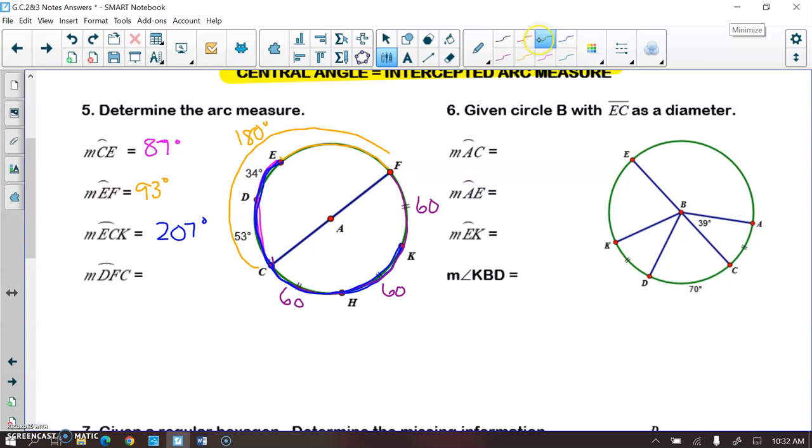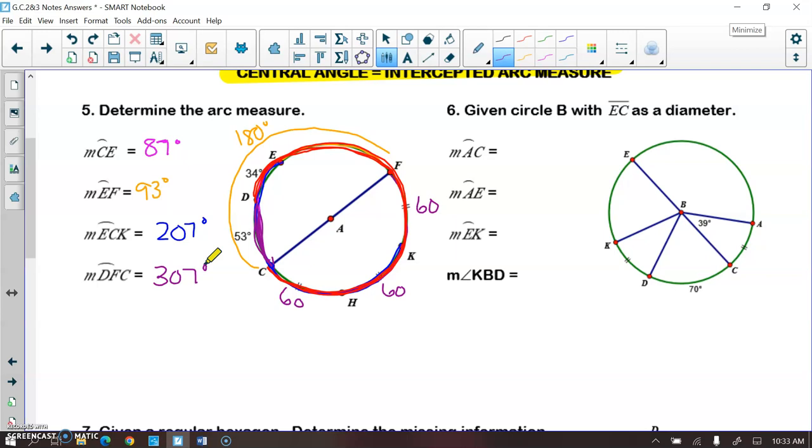And then, lastly, I want arc DFC. So D to F to C is this. Sometimes it's easier, instead of adding all these arcs together, to remember that a full circle is 360 degrees, and I can subtract this little portion that's not included in my arc, 53, and I wind up with 307 degrees. You could have found that also by adding up all the arcs that I highlighted in red.